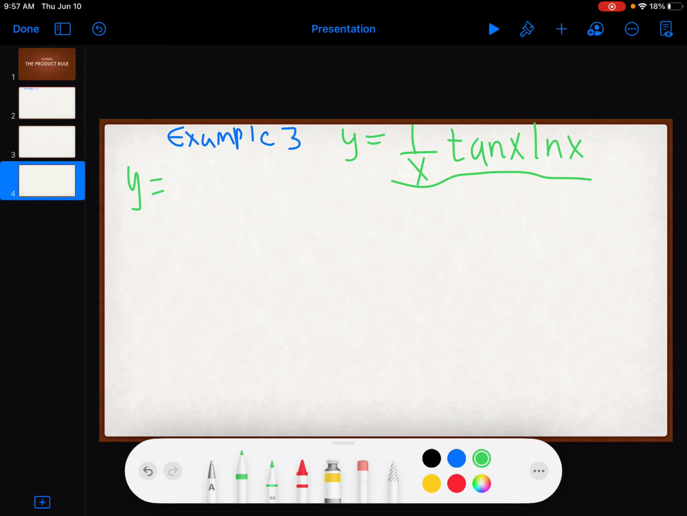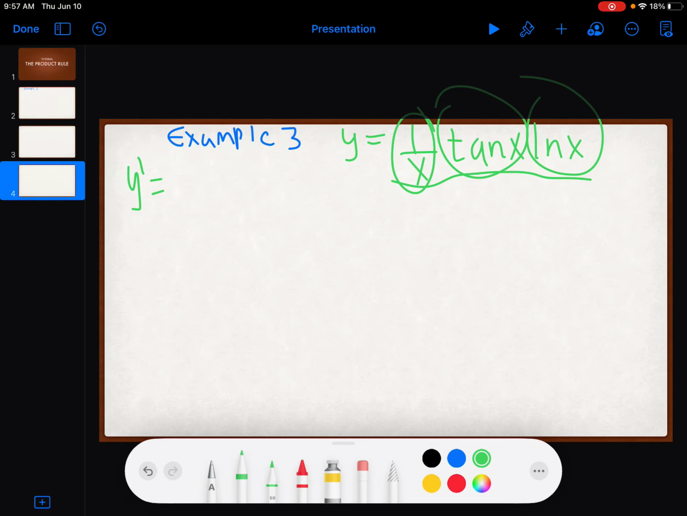And there are multiple ways you could do this question, but we're just gonna treat this as three separate functions. We've got one right here, one right here, and one right here. We've got three separate functions. We're gonna think of it like that. There are other ways you could do this question and find the derivative, but we're just gonna think of it like this.